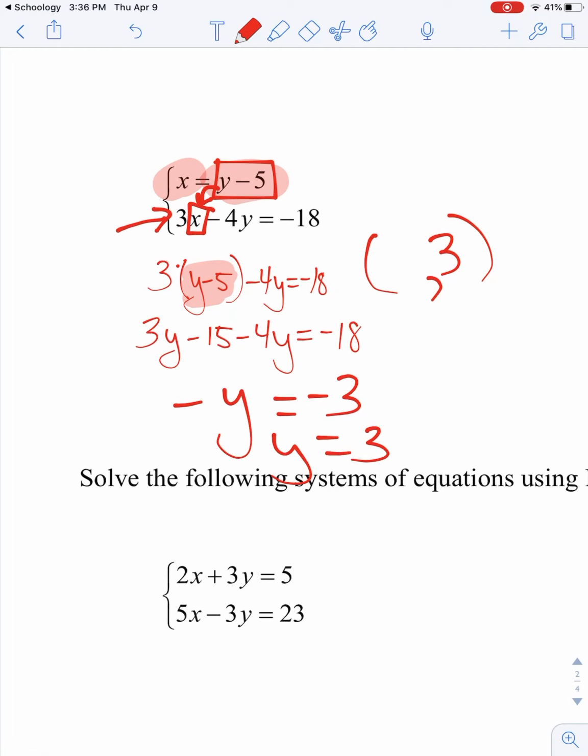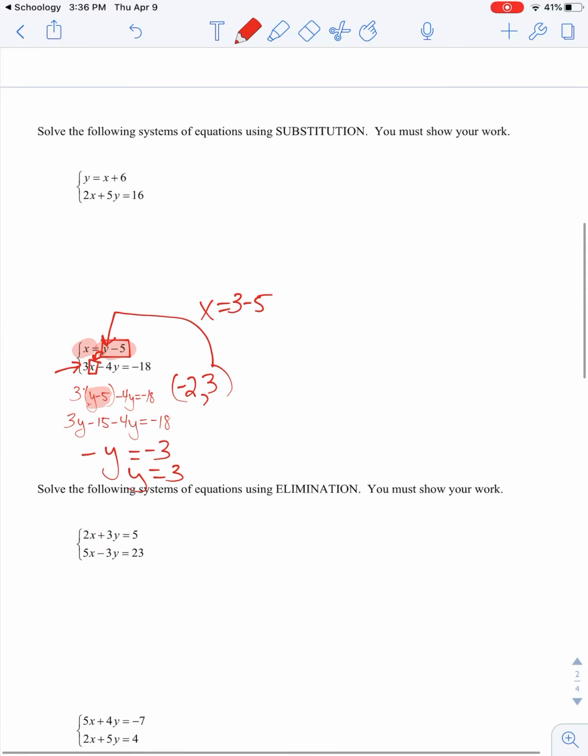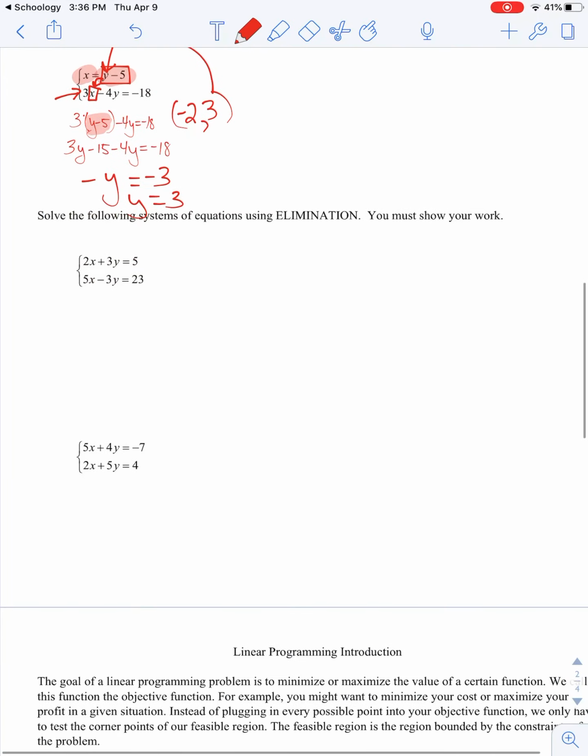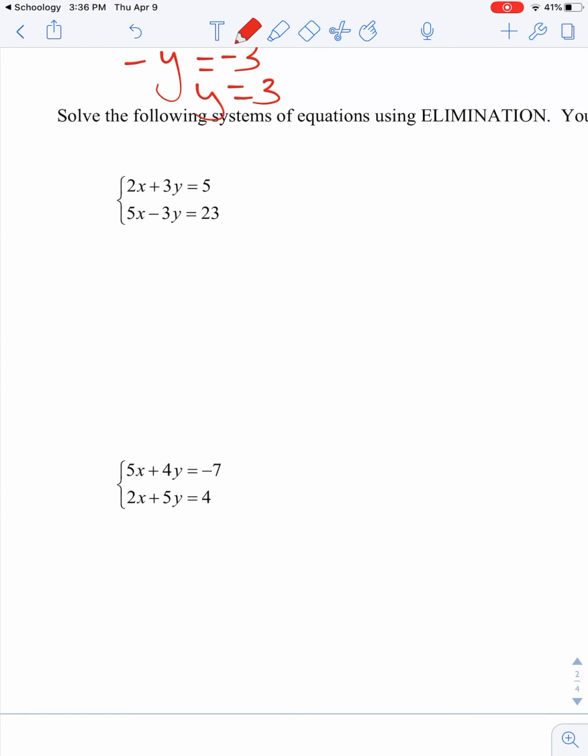I can plug that 3 into either one of these equations, but it's probably easiest just to plug it in here because I've already got x equals. So x equals 3 minus 5 instead of y minus 5. So x is negative 2. Just make sure when you're using substitution, whatever you substitute, in this case the y minus 5, you always put it in parentheses. Okay, so I'll leave the first one there for you to do on your own.